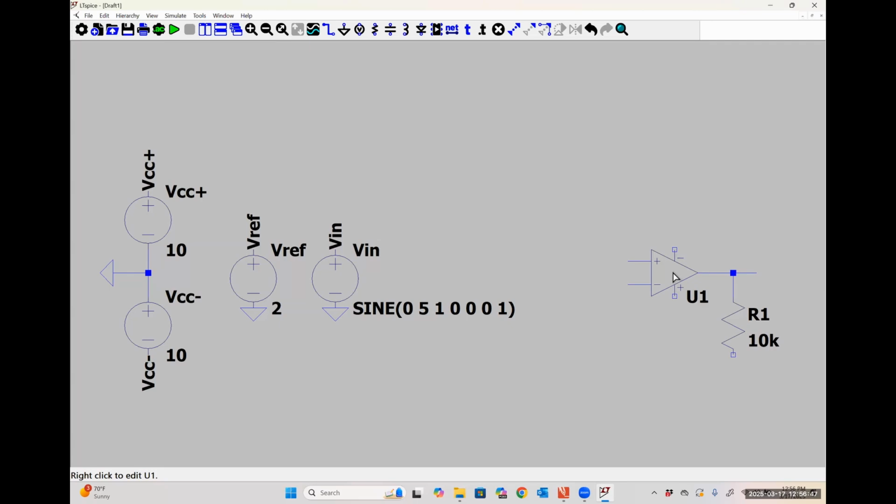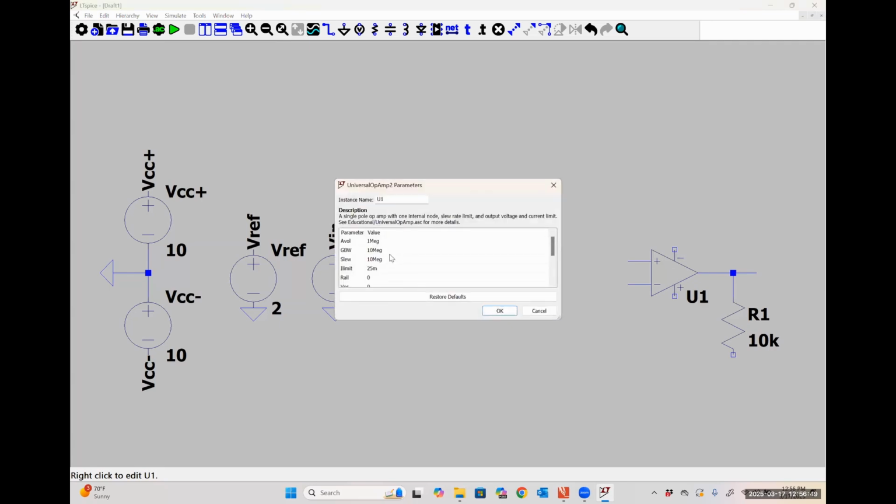For what it's worth, if I were to right click on the op amp itself, most of these parameters are actually editable. So right now it says my open loop voltage gain is 1 meg. So it means 1 million. I could change that to be 0.1 meg if I wanted to match exactly our parameters. I can change the rail to rail limit. So right now the rail to rail limit is 0 volts, meaning I will go all the way up to VCC plus and all the way down to VCC minus.